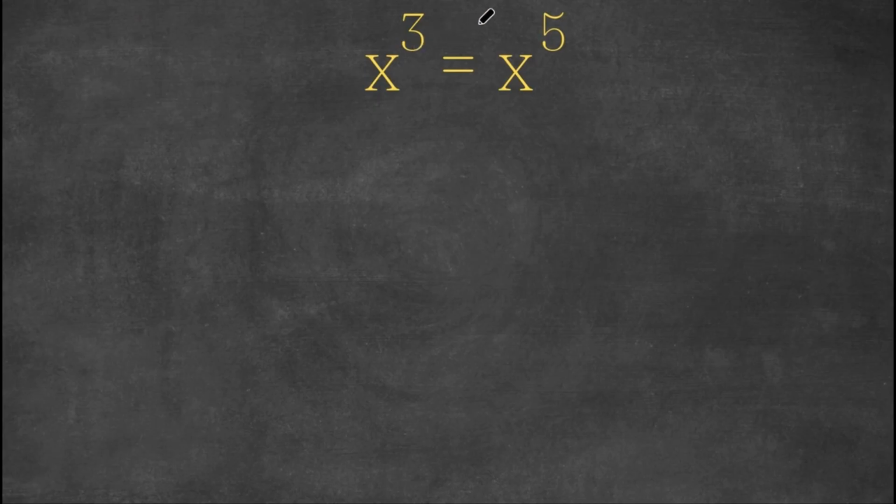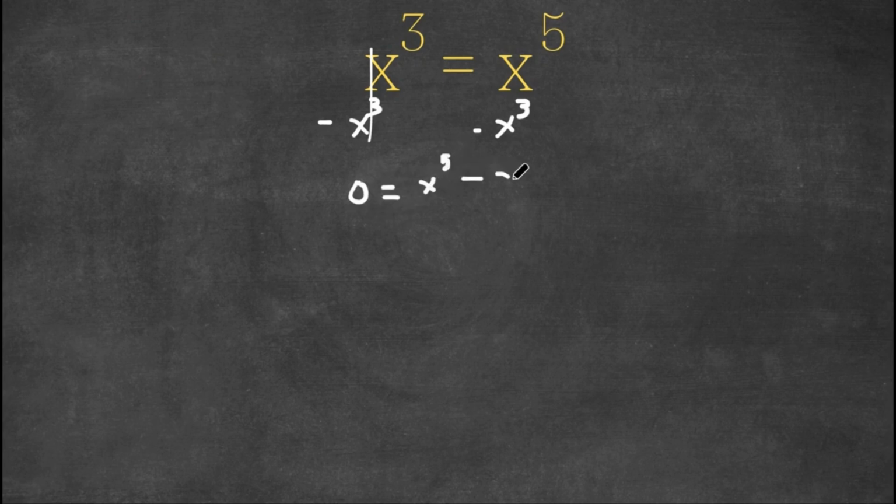x to the power of 3 equals x to the power of 5. So what we're first going to do is subtract x to the power of 3 on both sides. So x to the power of 3 minus x to the power of 3, these two just cancel out, so we get 0 equals x to the power of 5 minus x to the power of 3.